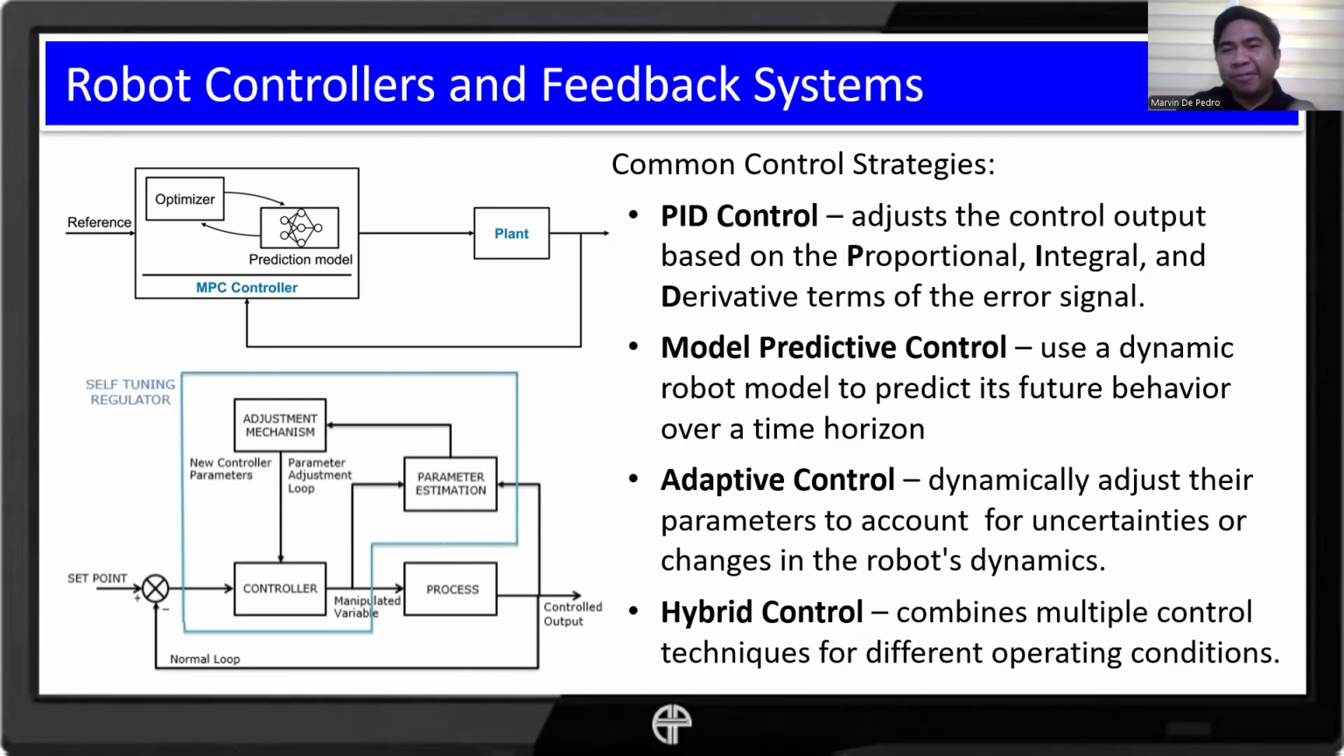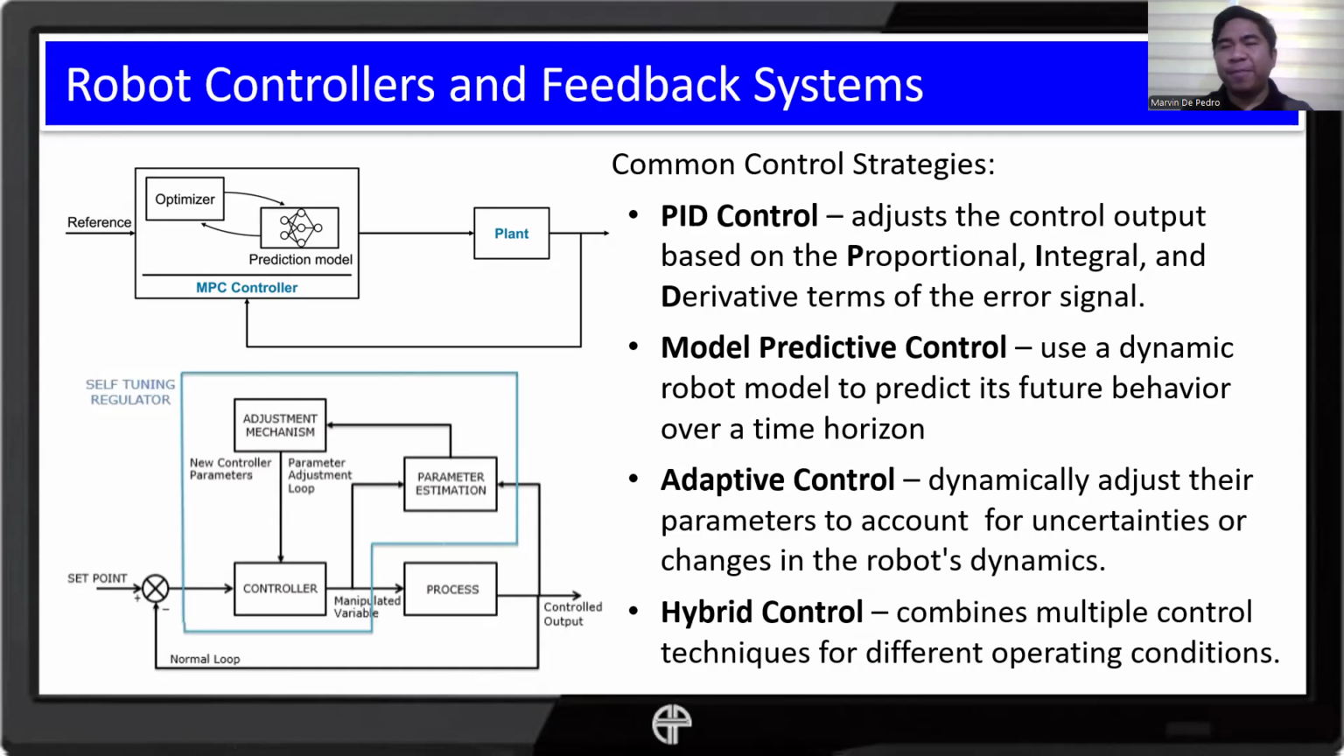Other more advanced control strategies could be the model predictive, the adaptive, and the hybrid control. The model predictive control uses a dynamic robot model to predict its future behavior over a time horizon. So we basically train a certain model, meaning this is already machine learning. We train that model with our historical data.